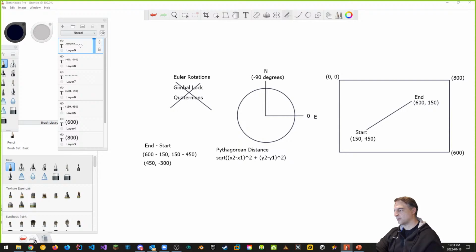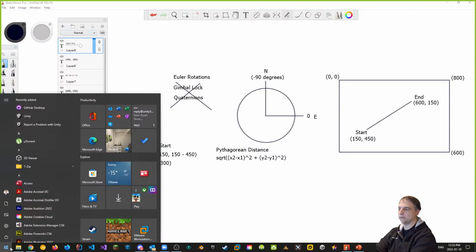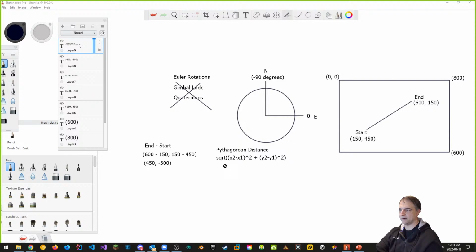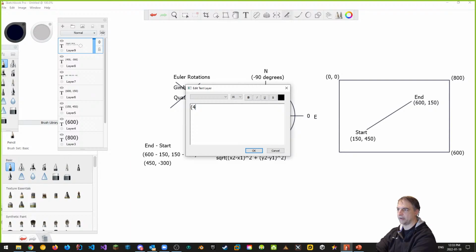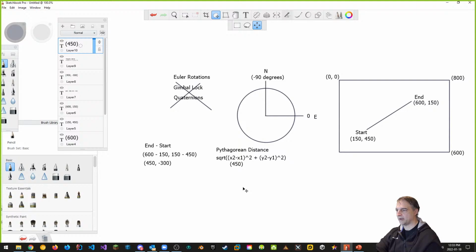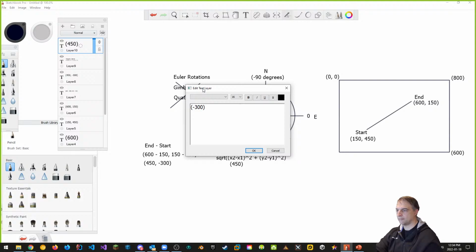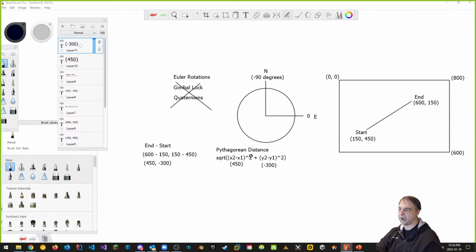So again, if we plug in those values, what we want to do is break this formula down into what we already did. We did this calculation: 600 minus 150, x2 minus x1. So we can plug that value in. That's 450. Take a look. So that value there is 450 squared. And this value here, y2 minus y1, is negative 300. The values are relevant for what we're doing. If we square 450, that's like saying 450 times 450.